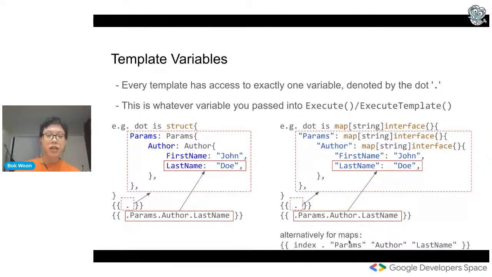Alternatively, for maps, you can use this template function called index. So index followed by a map, followed by the map keys. So this line right here is equivalent to this, where you pass in the map, then you want to index, get the params key, followed by the author key, followed by the last name key. Only for maps, not for structs.